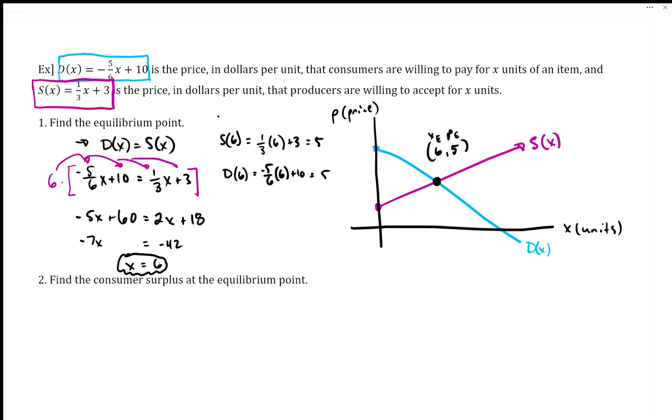And so if we want to, we can even mark it, here's 6, and then here's 5. So marking it, the x coordinate on the x-axis, the y coordinate on the y-axis. And then from here, it might be a good idea to draw in that dashed line like so, because now we've got to figure out the consumer surplus. I'm going to mark that in green. So the consumer surplus at the equilibrium point.